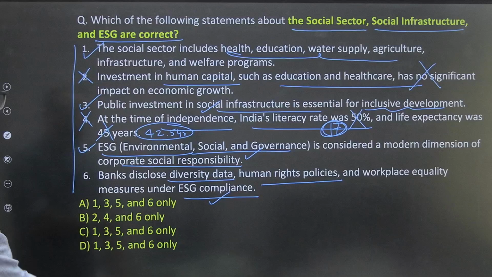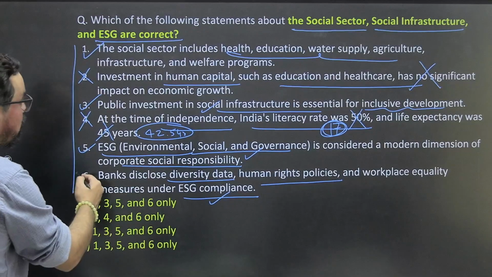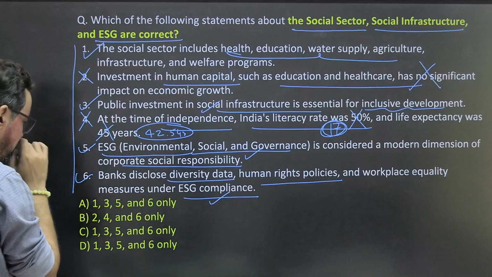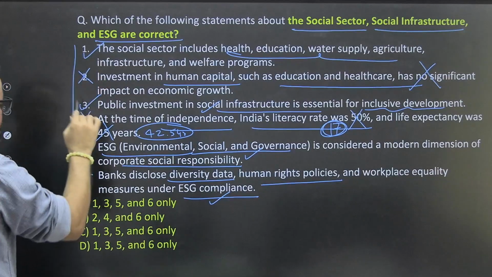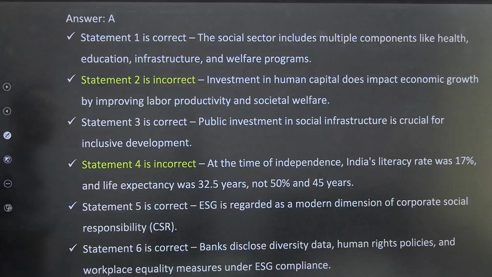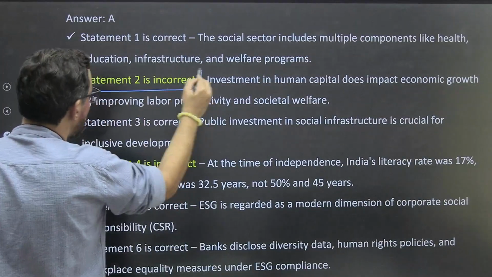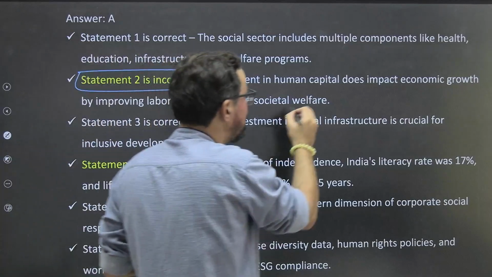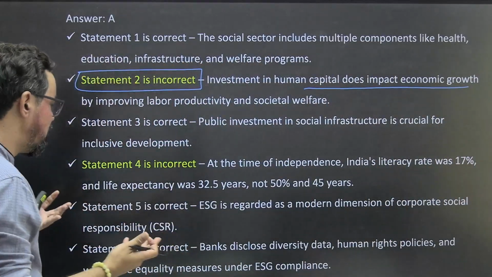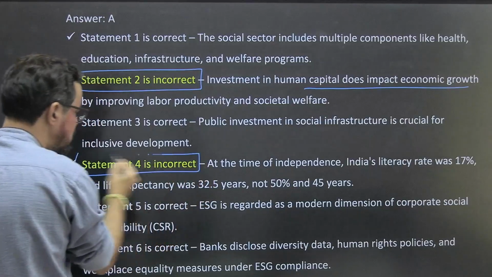So what will be your correct answer? What do we have to find out? The correct statements here: 1, 3, 5, 6 means option A should be the right answer for this one, okay? So only two incorrect statements were there here. First, investment in human capital does impact economic growth. Fourth one was data driven, okay?